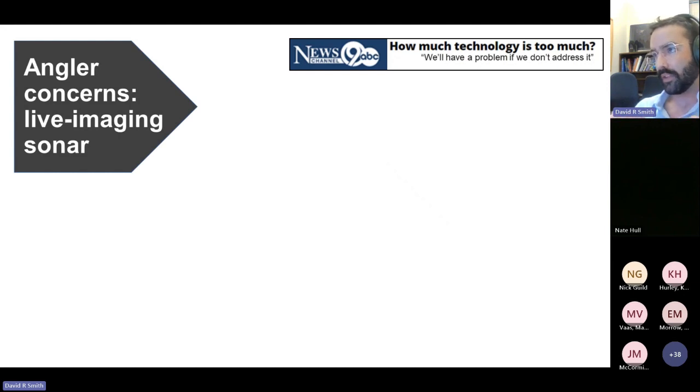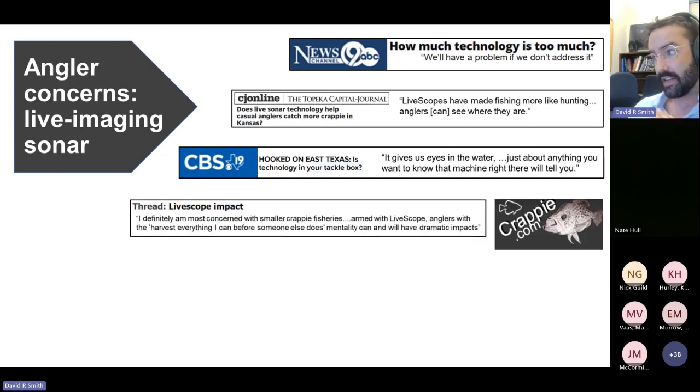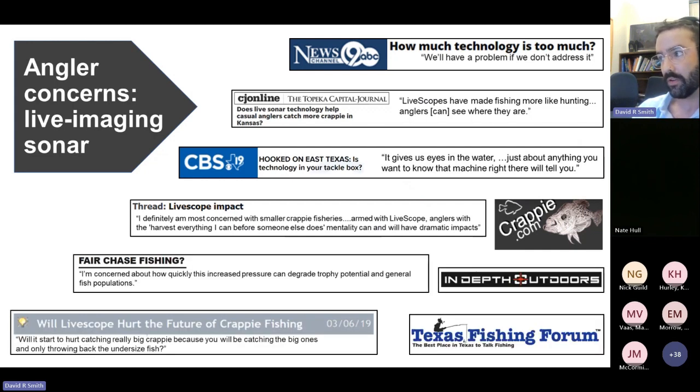At least not with the level of precision you can with a live imaging sonar. And as catch and harvest efficiencies presumptively improved with live imaging sonar, we've seen angler concerns voiced by news sources in Tennessee, in Kansas, and even in my former home state of Texas. If you do a simple browser search of LiveScope concerns, it's definitely going to take you down a deep rabbit hole, but you don't have to search very hard to find anglers voicing their concerns surrounding live imaging sonar, particularly when it comes to crappie fisheries.